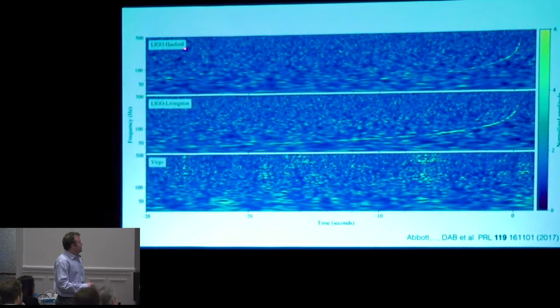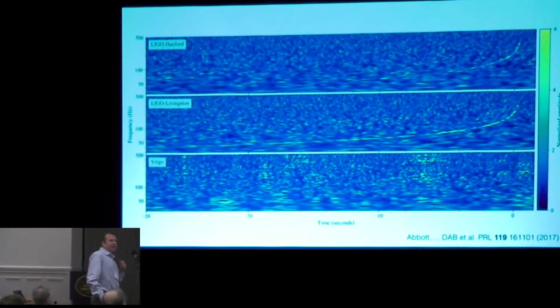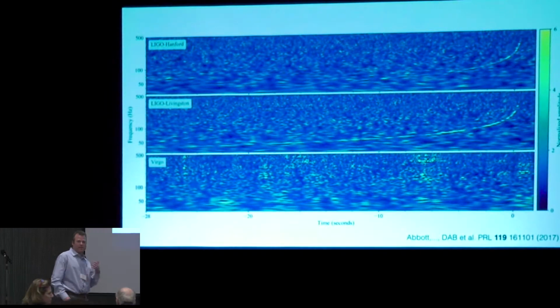And this is the LIGO Hanford detector, a little bit less sensitive. This is fully glitch-removed clean data. So this is the best we can do.